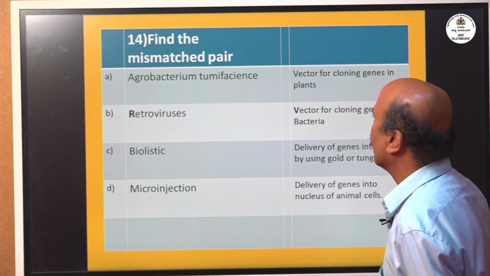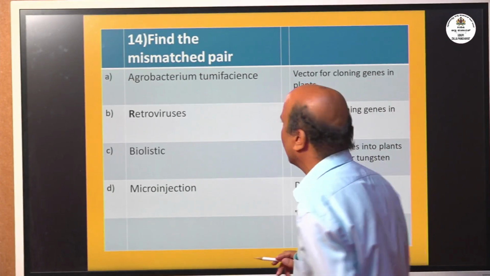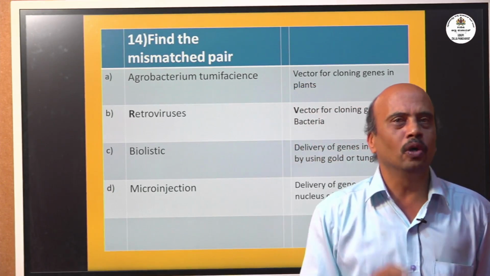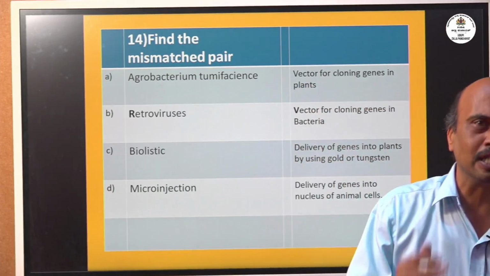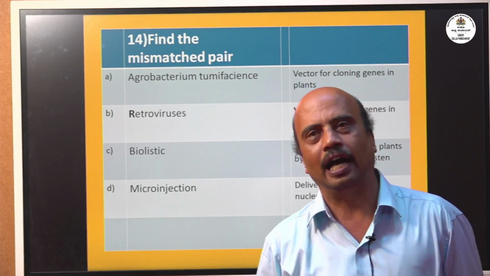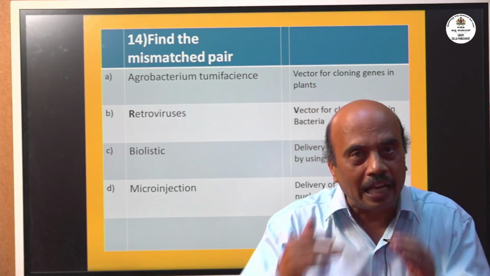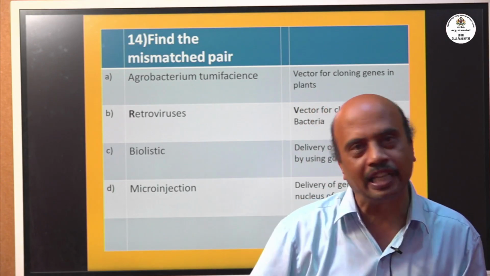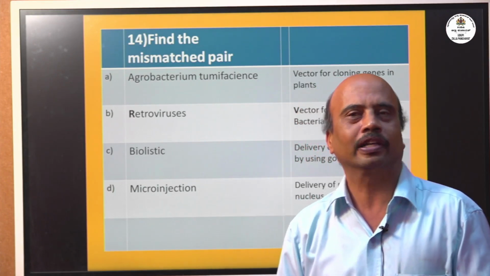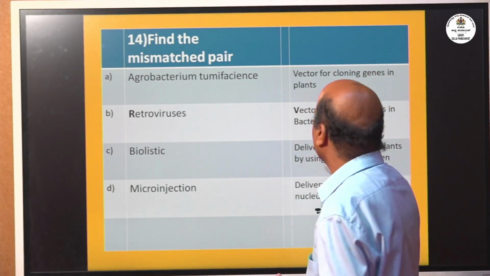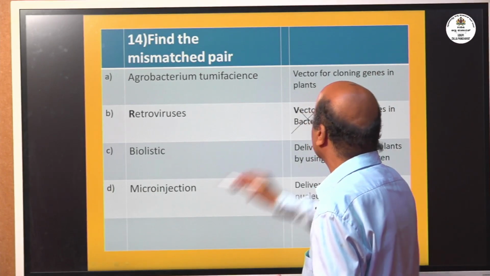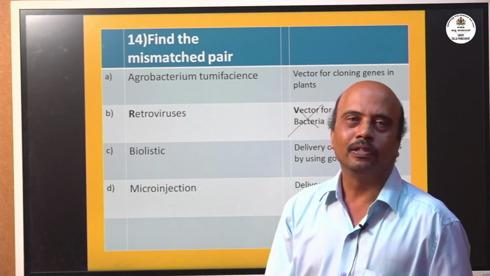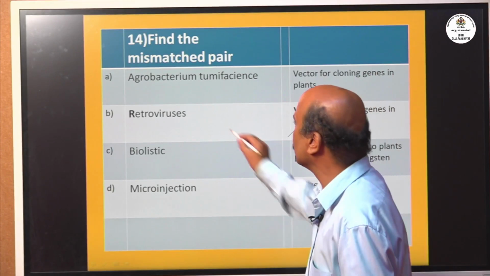Correct. Retrovirus. Okay, retroviruses are the viruses that are responsible for causing cancer in animals. Disarmed retroviruses are used to deliver the desired gene into animal cells. But here, vector for cloning genes in bacteria is given, and it is not correct. So this is the mismatched pair.